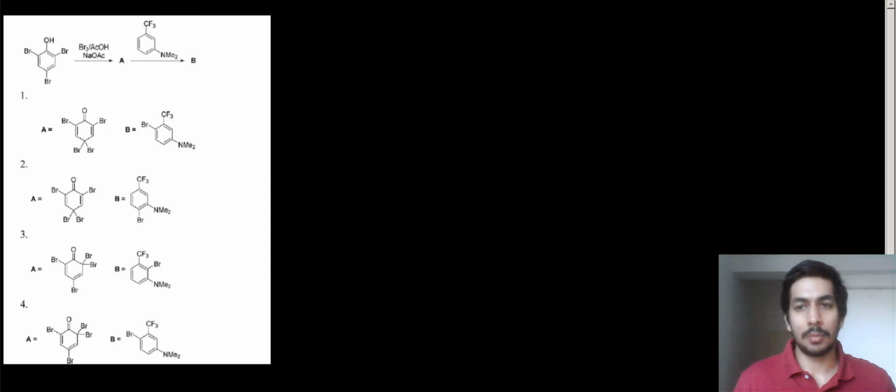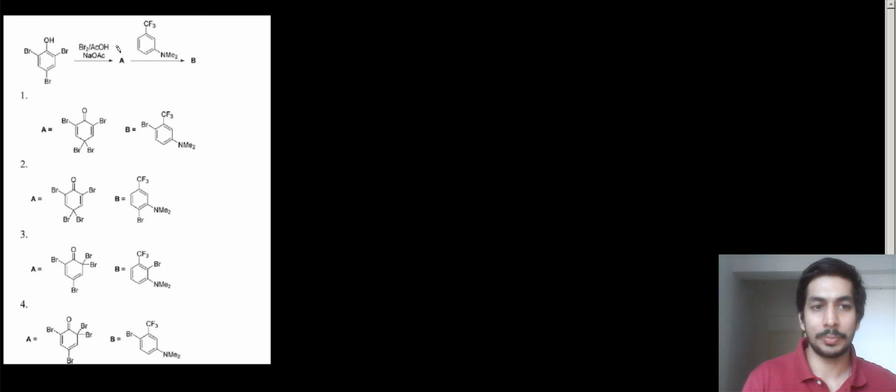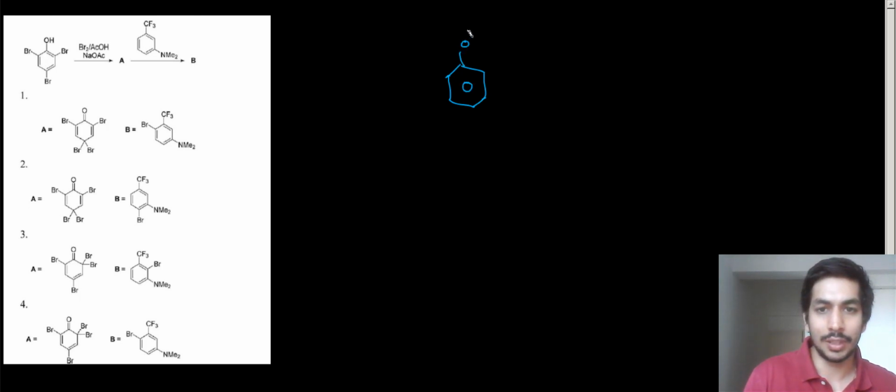Okay, so this is something easy, because even if this kind of reagent might be new to you, you have to predict what is A and what is B. So it's very simple. You know that whenever you add Br2, it acts like an electrophilic bromine. It is a source of electrophilic bromine. So what is going to happen over here, the OH is basically an electron donating group, so it will increase the electron density at the ortho and para positions.